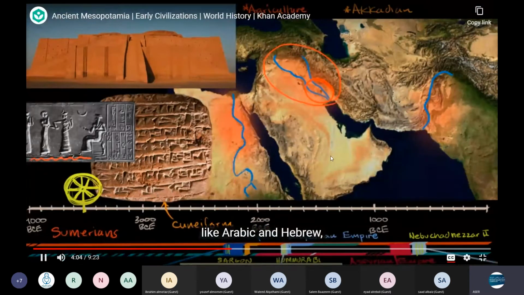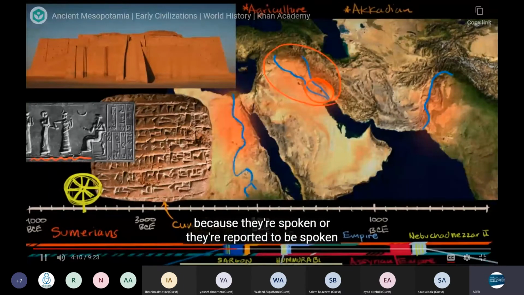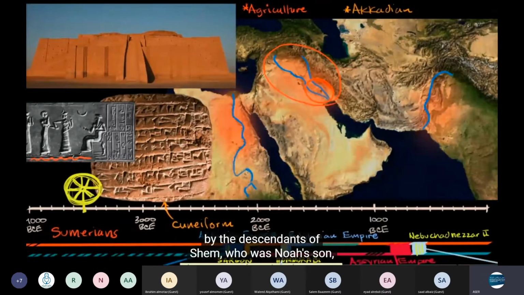Of course, this one came from Shem, son of Noah, because Shem, son of Noah, was the first one to speak Arabic, actually, and our own Arabic is derived from him. Later on, Hebrew and all of these languages are also derived from Shem, son of Noah, peace be upon him, of course. Arabic and Hebrew are called Semitic because they're purported to be spoken by the descendants of Shem, who was Noah's son in the Hebrew Bible. So you have the language Akkadian, which is Semitic, and then you have the other language, which is Sumerian.